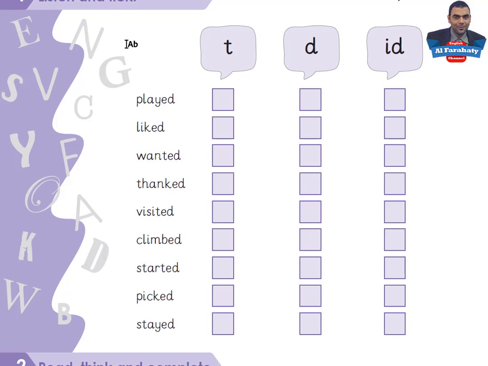Listening 1.10. Played. Played. Liked. Liked. Wanted. Wanted. Thanked. Thanked. Visited. Visited. Climbed. Climbed. Started. Started. Picked. Picked. Stayed. Stayed.